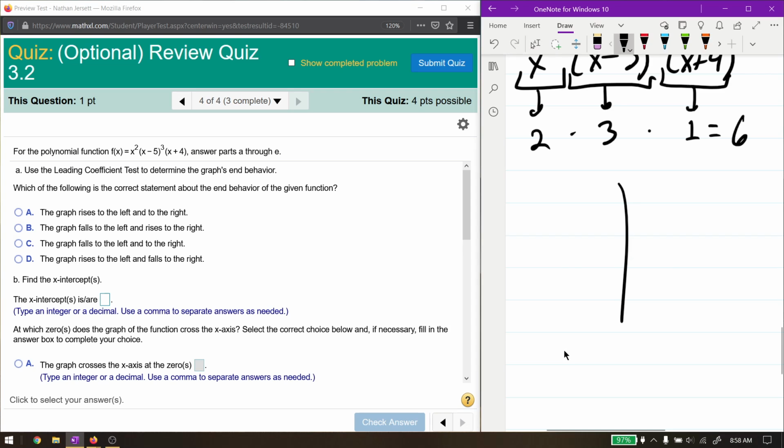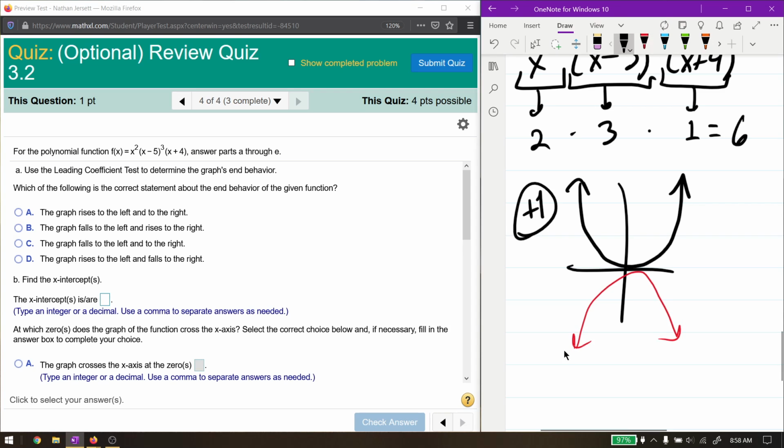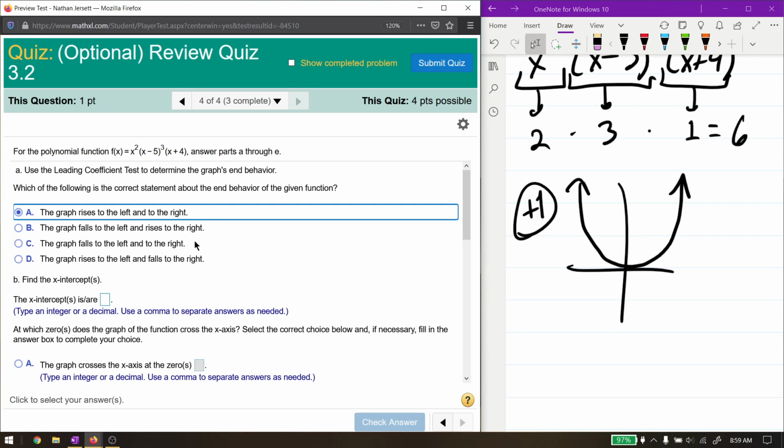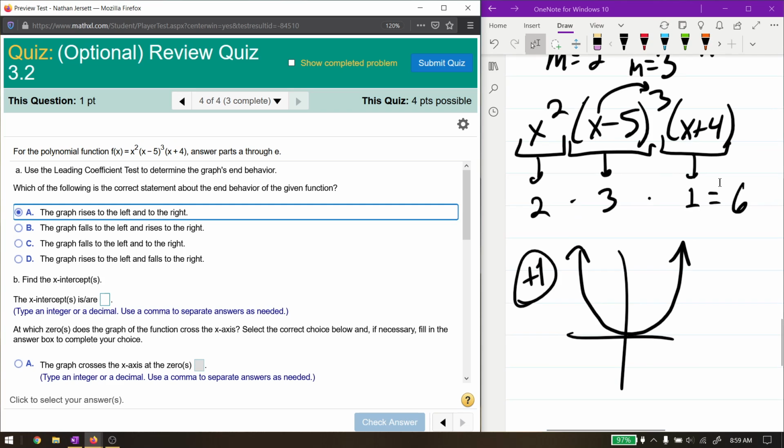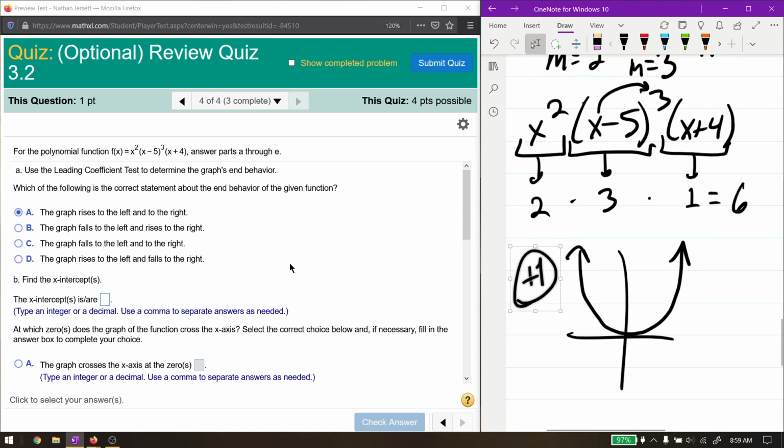That means it's going to look like an even function, which the basic one is x squared. That looks like this. The leading coefficient is +1, so we're not flipping this across the x-axis. If it was -1, we would actually flip it, and it would look like this. But that's not what we have. So we're looking at this, which of course rises to the left and to the right. Hopefully that makes sense, how I was finding the highest power of x and then the leading coefficient. You have to have those two things to do the leading coefficient test.